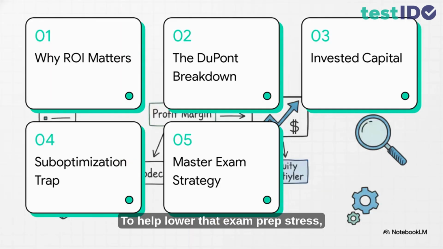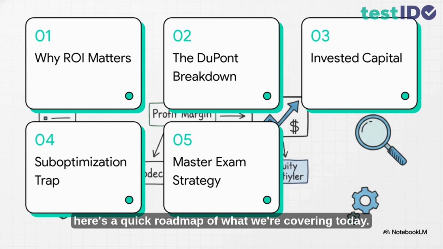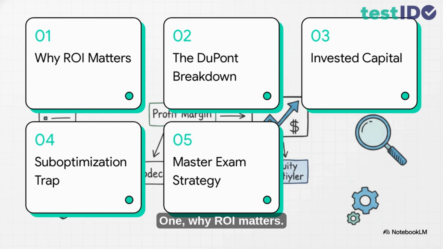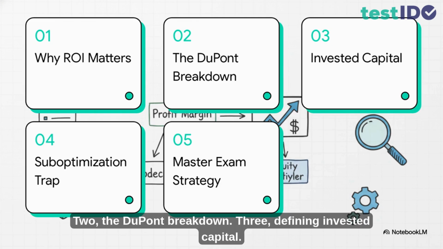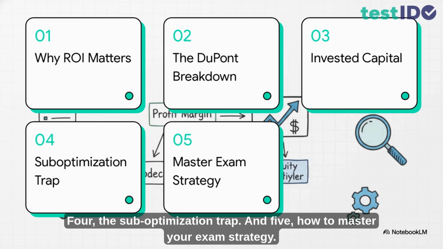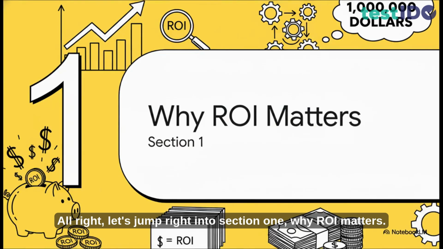To help lower that exam prep stress, here's a quick roadmap of what we're covering today. 1. Why ROI matters. 2. The DuPont breakdown. 3. Defining invested capital. 4. The sub-optimization trap. And 5. How to master your exam strategy. All right, let's jump right into Section 1, Why ROI Matters.